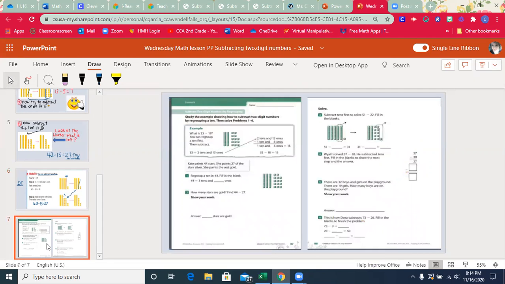Your purposeful practice independent work today is page 87 and 88. If you have your Ready Math workbook at home with you, if you're one of our mobile learners that has it at home, or you are in class, you've got the workbook in school. If not, there is a copy that is attached to your assignment that you can print, or you can copy your work in your blue math notebook and submit a photo for me in the assignment in Schoology.